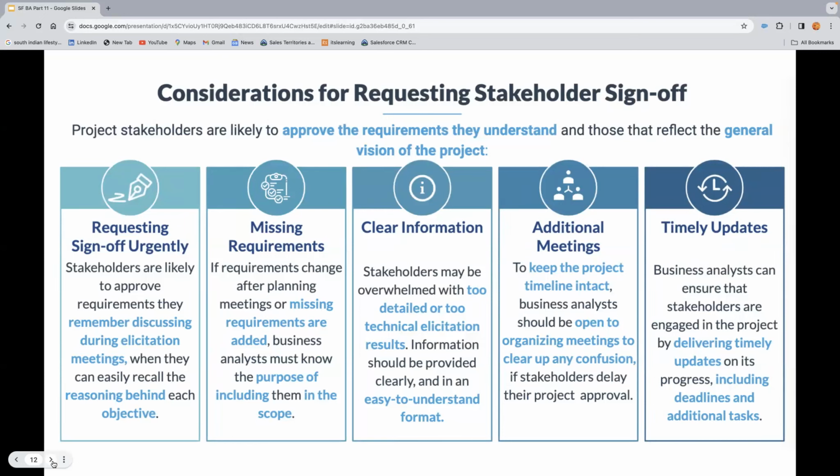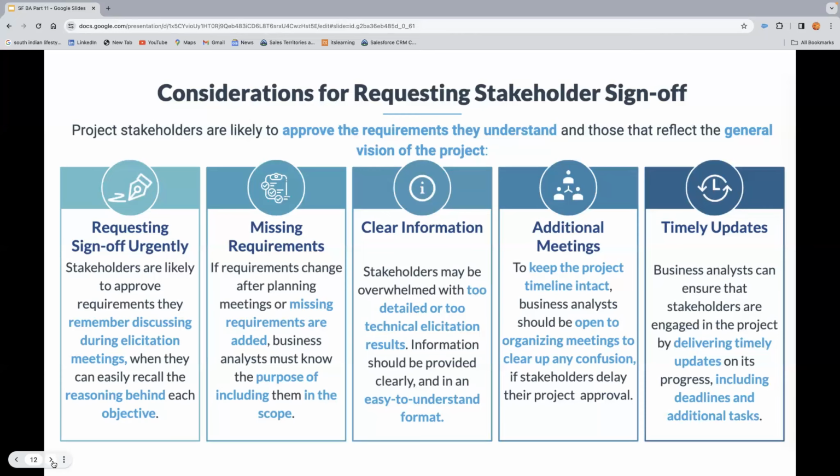Missing requirements. If requirements change after planning meetings or missing requirements are added, business analysts must know the purpose of including them in the scope. Clear information. Stakeholders may be overwhelmed with too detailed or too technical elicitation results. Information should be provided clearly and in an easy to understand format.